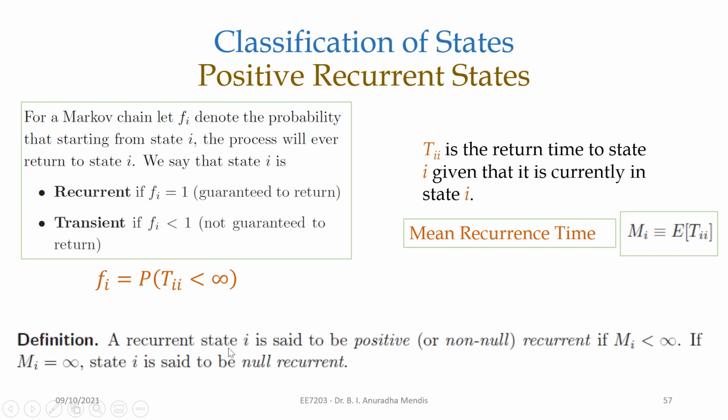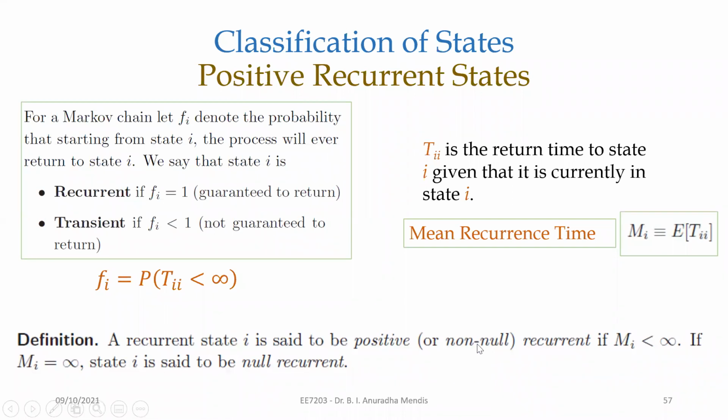So therefore, a recurrent state i at this condition we say to be a positive recurrent if this mean value is finite. If this mean value is infinite, even though the recurrence, we guarantee this one, it is under null recurrent state. Okay. So even though recurrent will guarantee that you will come to the same state, but there are two possibilities. One is your mean recurrent time is a finite value, or it can be an infinite value.